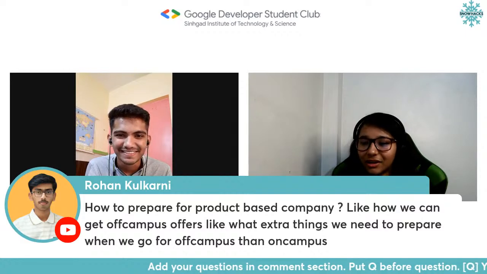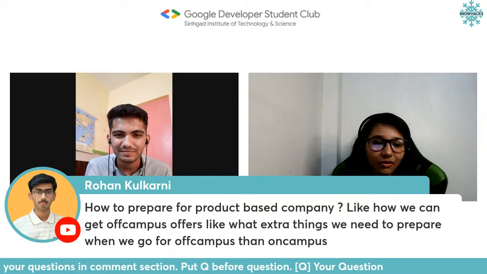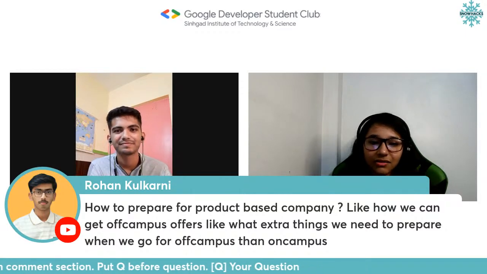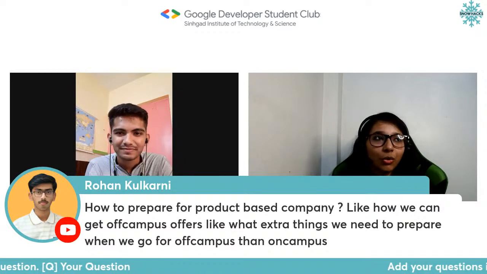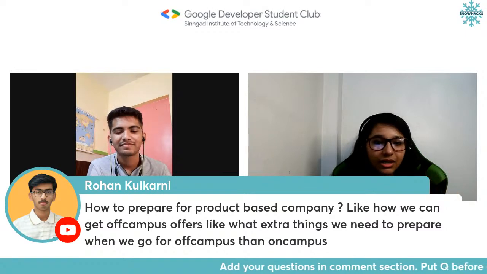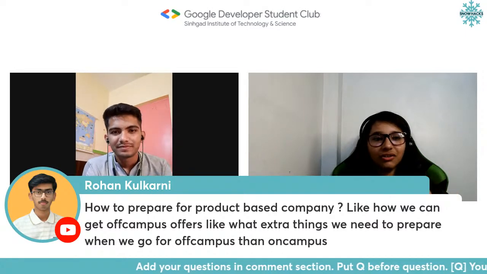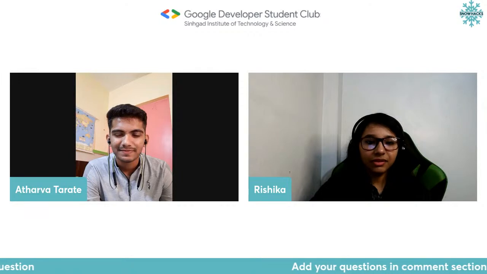How to prepare for product based companies, like how we can get off campus offers, and what extra things we need to prepare for off campus compared to on campus? Okay, so the interview process is quite similar. You just have to make sure that you get the coding invite link. For that, your resume will go through an ATS process. ATS is basically an automation system.